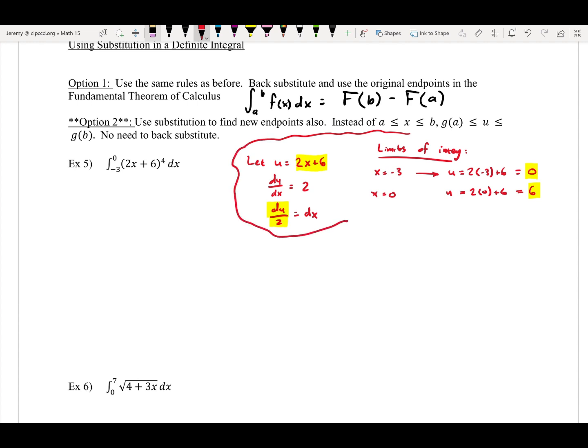So I'm going to put a little cloud around this whole thing. And now here's what my transformed integral is going to look like. On the inside, I'm going to have u to the 4th, and then du over 2 goes in for dx. And my limits of integration are going to be not -3 to 0, but 0 to 6.